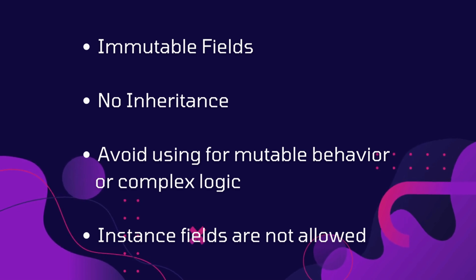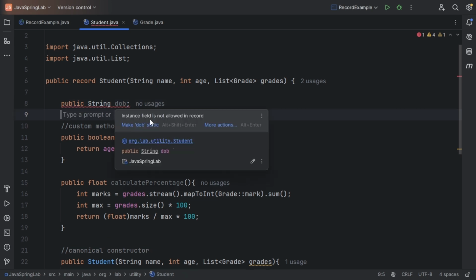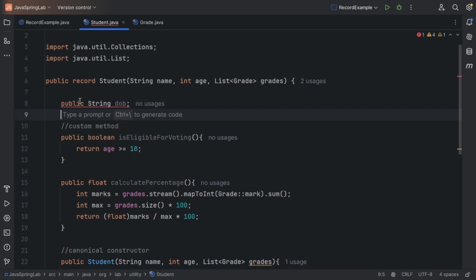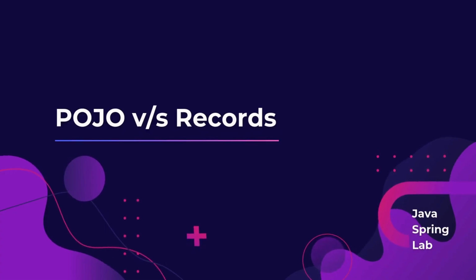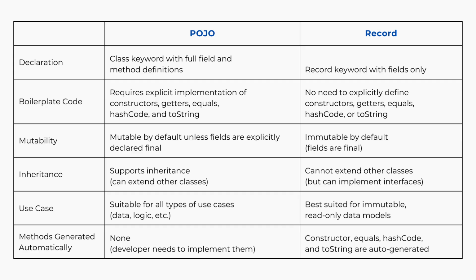You cannot create an instance field in a record. Let's try it out. So as you can see, it's throwing an error. Let's remove it. Let's compare the traditional Java class with records. For declaration of a traditional class, you will require the class keyword. And in case of a record, you will require the record keyword. Talking about the boilerplate code.